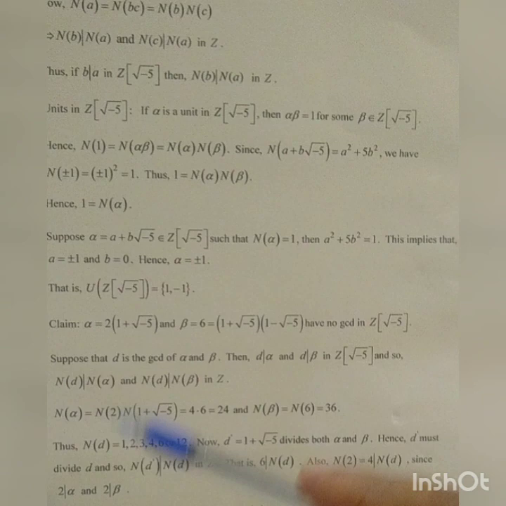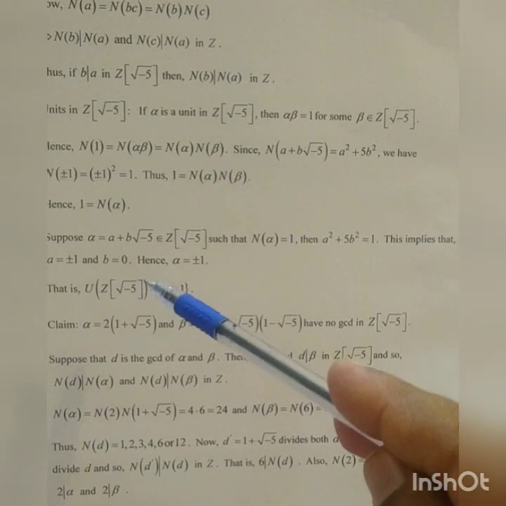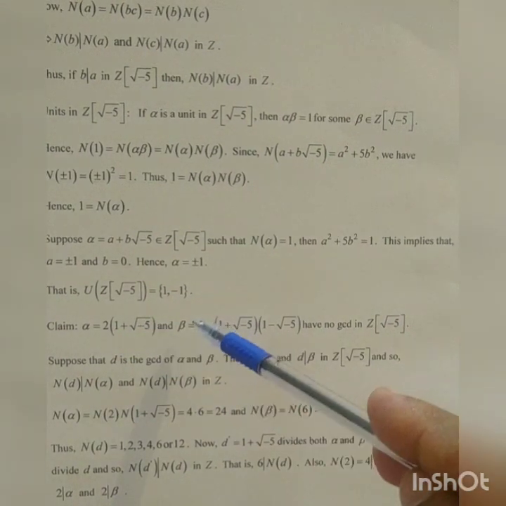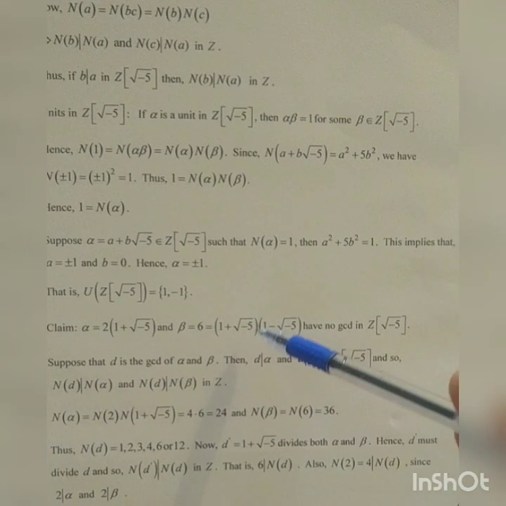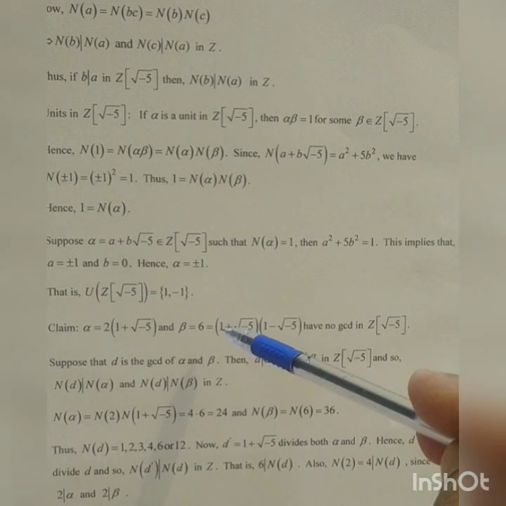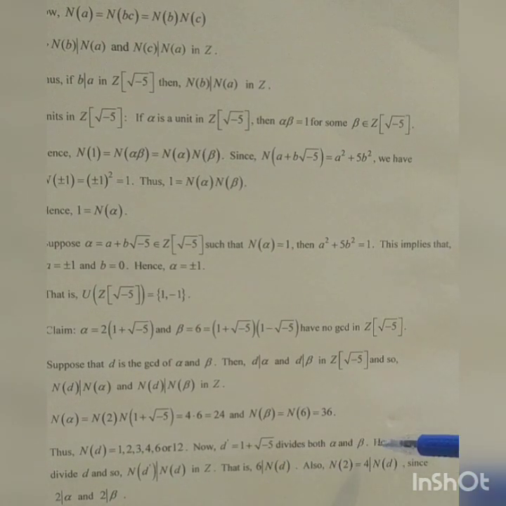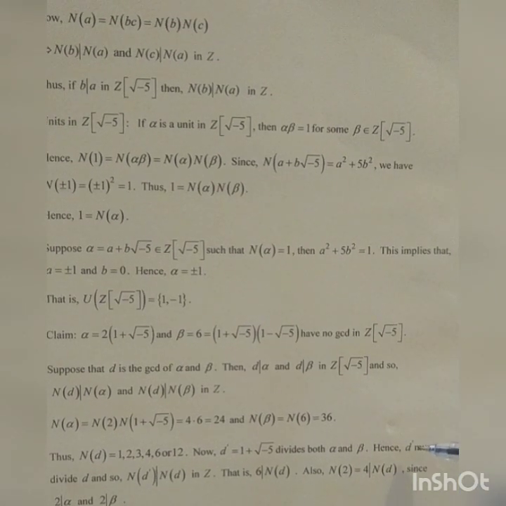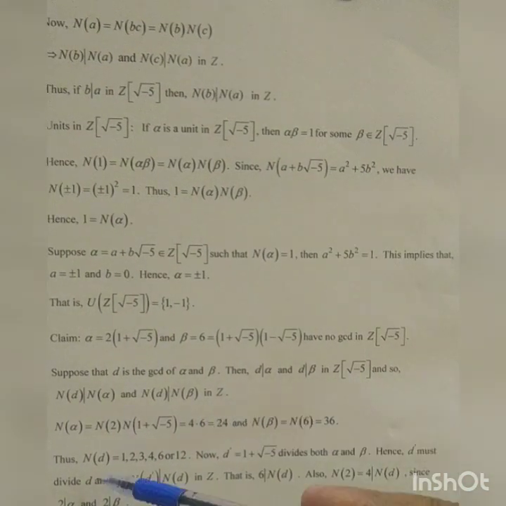Now we should note that d is the GCD. D is the GCD of alpha and beta. Now what is your alpha? Alpha is 2 into this, plus beta is this. Here 1 plus root minus 5 divides both of them. So d dash equal to 1 plus root minus 5 divides both alpha and beta. Hence, we know that by the definition of GCD, any common divisor must divide the GCD also. So d dash must divide d.